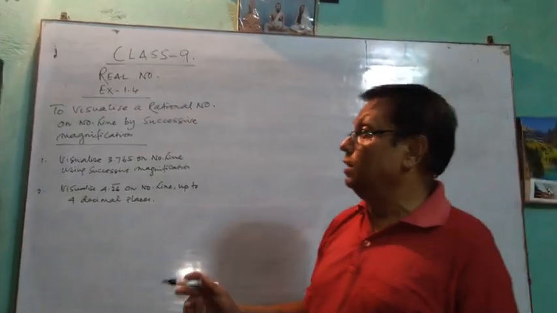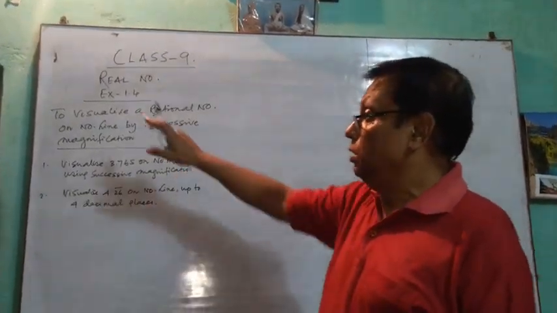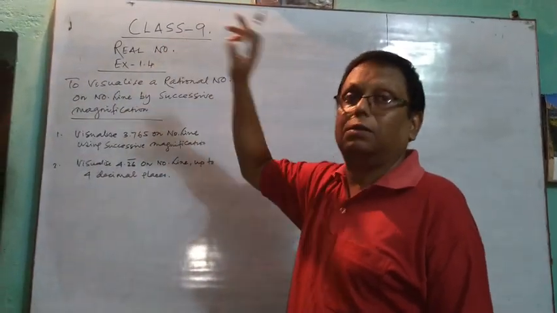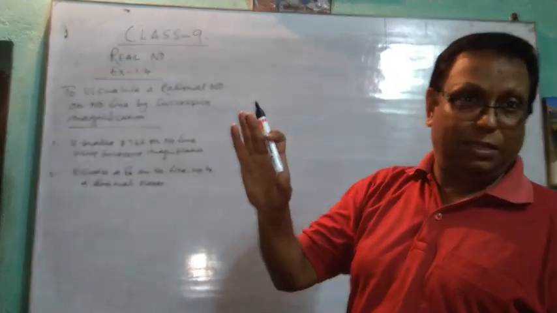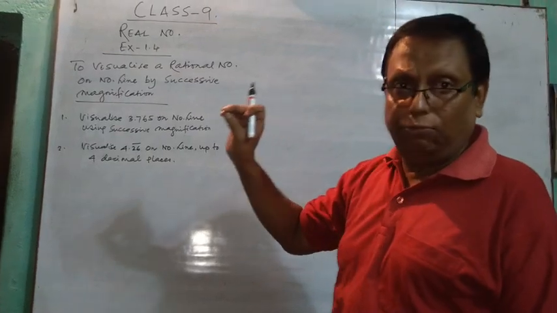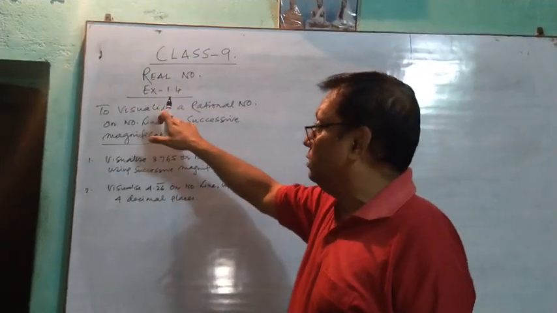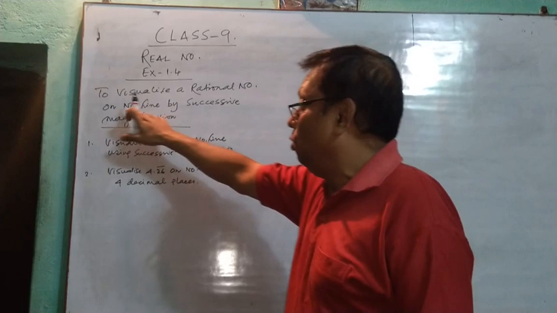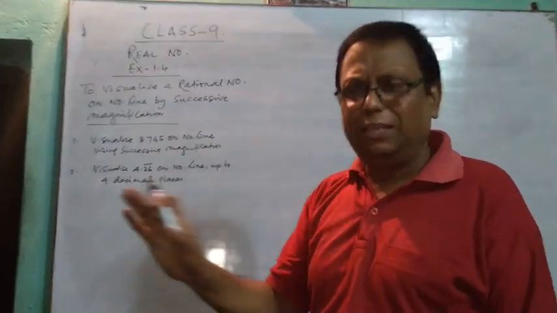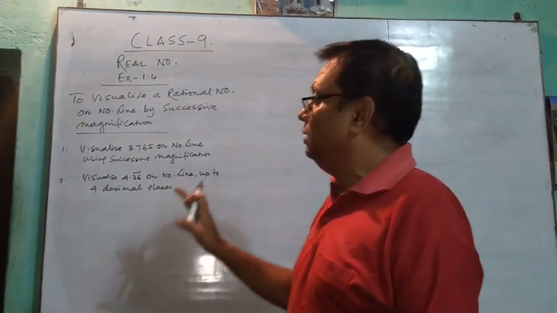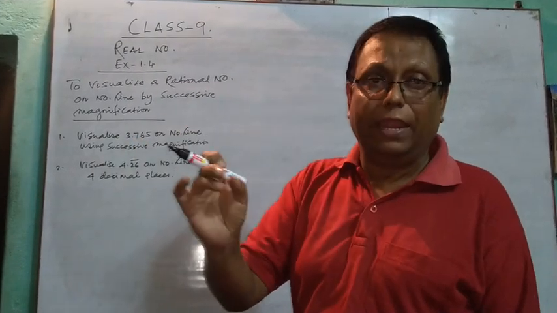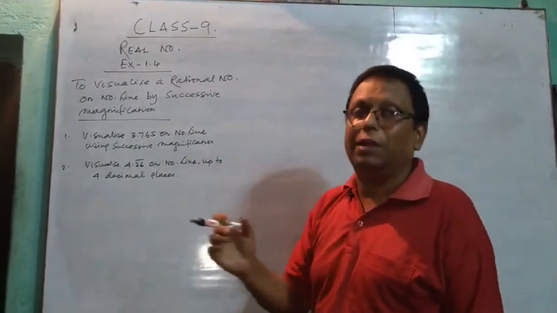Students, today we will discuss the problems of exercise 1.4 of the real numbers chapter from the NCERT book. The thing that we have to learn was how to visualize a rational number on the number line by successive magnification. Very simple thing. By successive magnification, we have to locate a rational number on the number line.